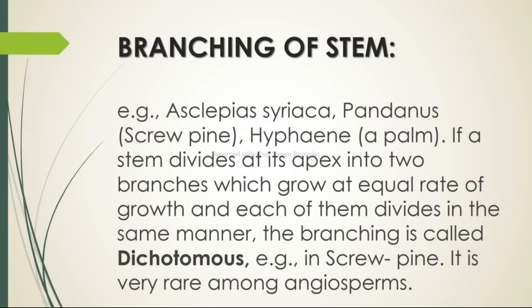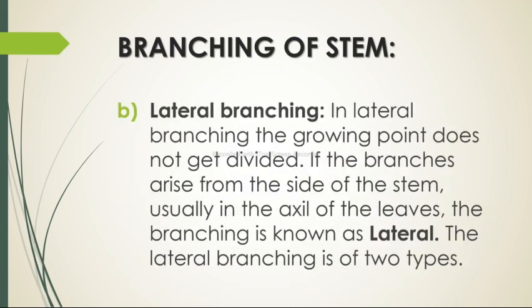If a stem divides at its apex into two branches, which grow at equal rate of growth, and each of them divides in the same manner, the branching is called dichotomous. For example, in screw pine, it is very rare among angiosperms. So the next type is the lateral branching. In lateral branching, the growing point does not get divided. If the branches arise from the side of the stem, usually in the axil of the leaves, the branching is known as lateral. The lateral branching is of two types.